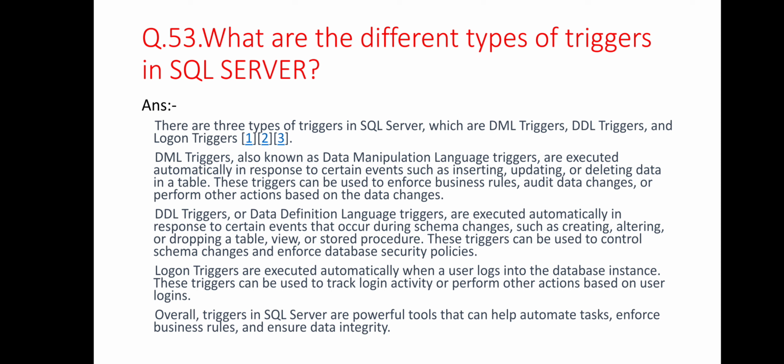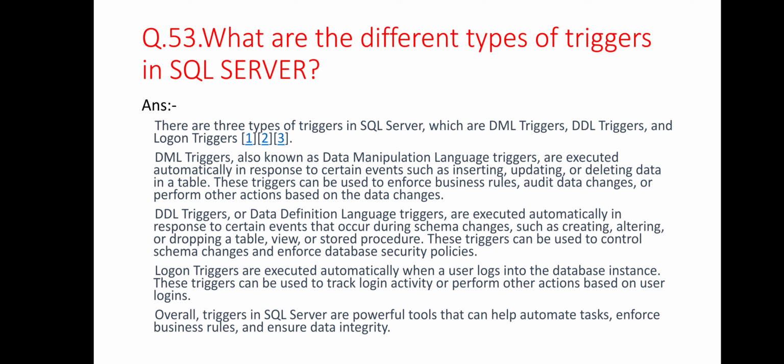Question number 53. What are the different types of triggers in SQL Server? There are three types of triggers in SQL Server, which are DML triggers, DDL triggers, and logon triggers. DML triggers, also known as data manipulation language triggers, are executed automatically in response to certain events such as inserting, updating, or deleting data in a table. These triggers can be used to enforce business rules, audit data changes, or perform other actions based on the data changes.